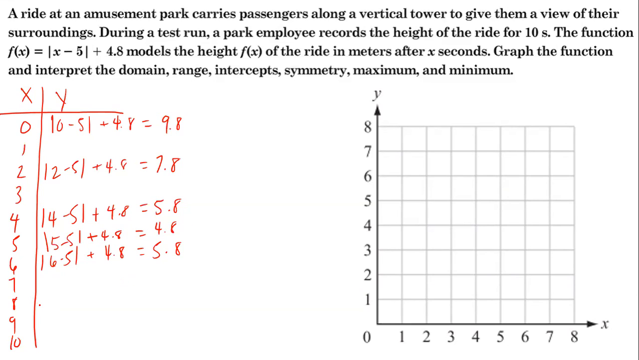Keep going with my patterns of 2s. I was doing 8. 8 minus 5 plus 4 and 8/10 is going to give me 7 and 8/10. And then 10. 10 minus 5 plus 4 and 8/10 gives me 9 and 8/10. Okay, so I've done that, filled in my table. And now I'm going to plot these points on my, oh my God.